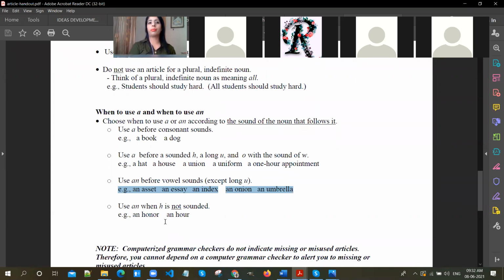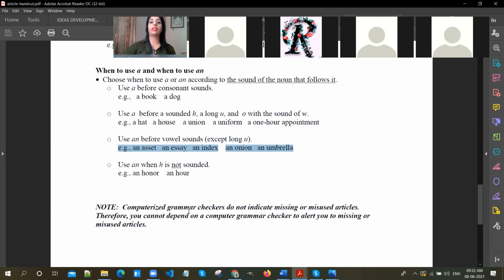Can you give examples? Any one of you? Sahil, can you give an example? Ma'am, an hour. An hour. Yes, ma'am. An honor. He is an honest boy. Right? Again, the H sound is not coming there, so which sound is coming? Honest. O-D. He's an honest boy. An honor, an hour.